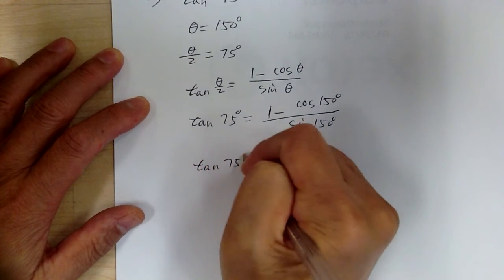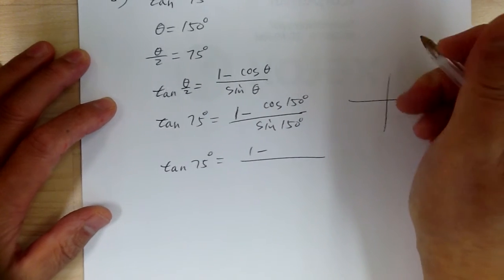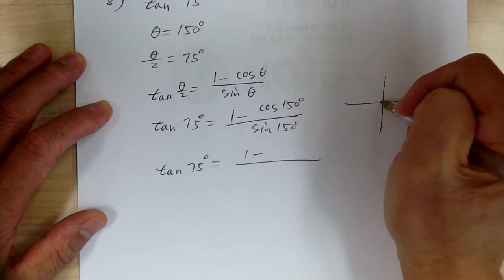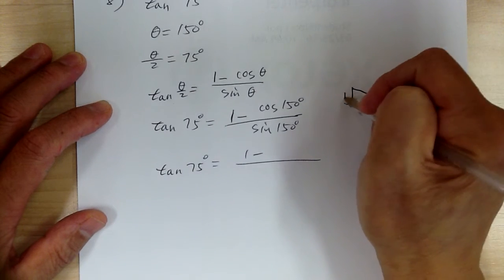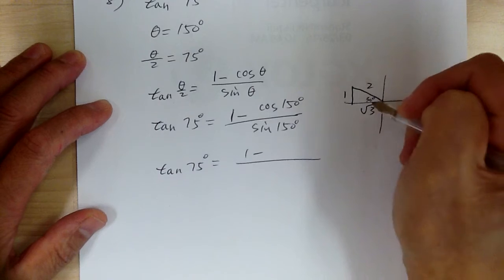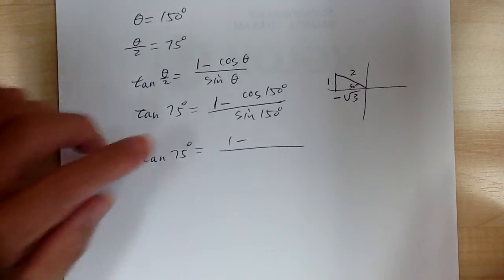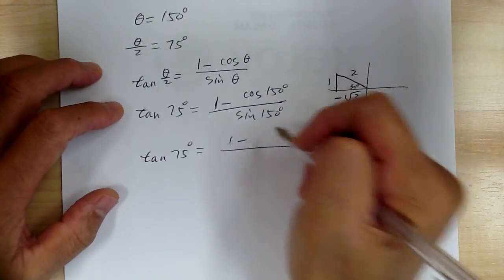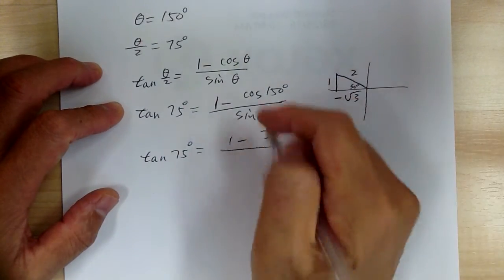So tangent of 75 degrees equals 1 minus, so draw your triangle. So 150 degrees is right over here. So this is 30. So it'd be 1, 2, square root of 3, and this is negative. So cosine is this over that, so it'd be minus square root of 3 over 2. Sine is 1/2.